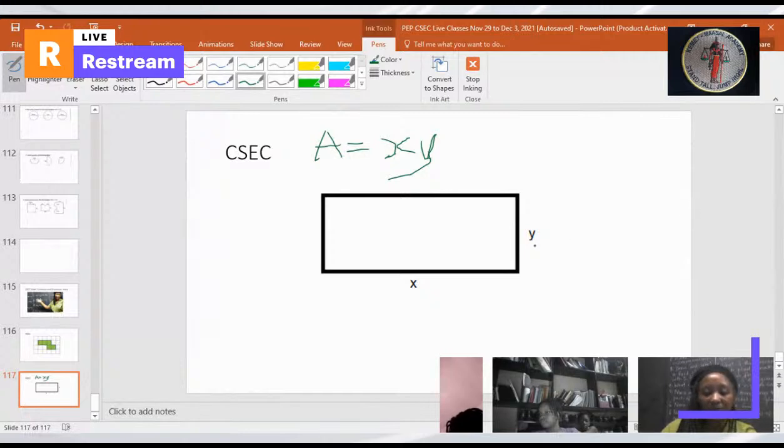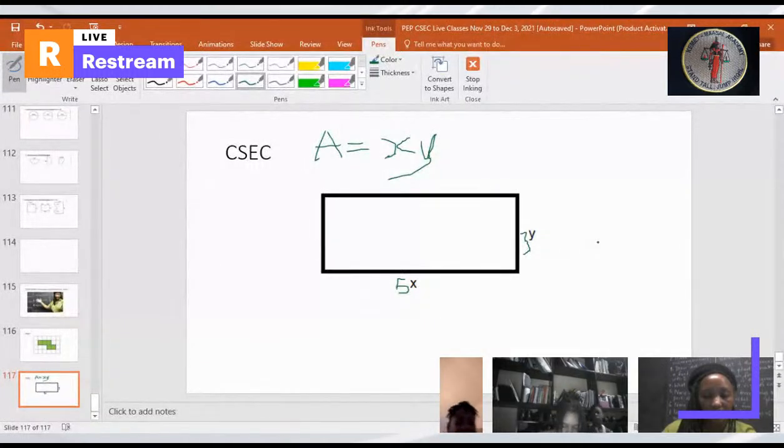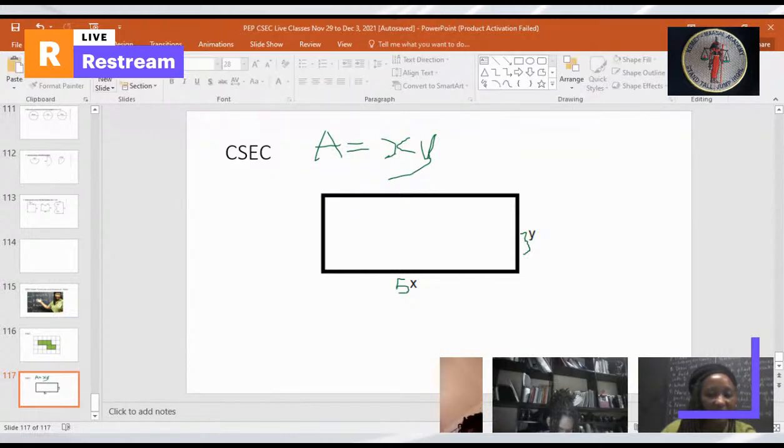So suppose, even before I replace the xy, let's say the length is 5x and the width is 3y. What would be the area of this rectangle? Since the formula says the area is xy, we should multiply both of them. So it's 3y multiplied by 5x, which should be 15xy. Okay, that's correct.